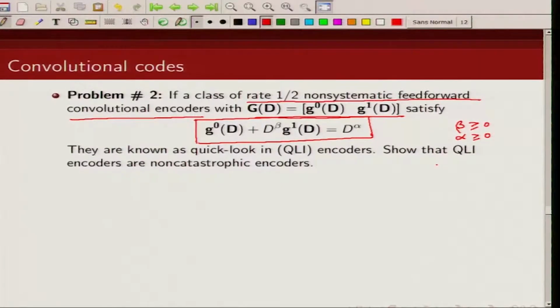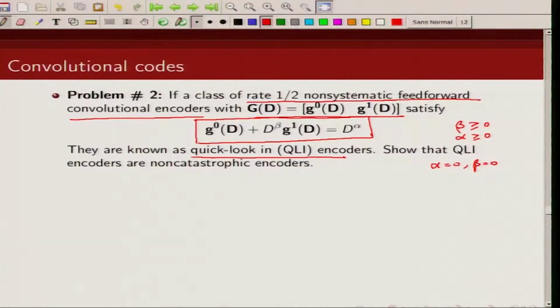Now, just take a simplified case. Let us say alpha is 0, beta is 0. So, what does it say? It says G0D plus G1D is 1. Then, looking at these generators, I can essentially find out that this encoder has a very simple encoder inverse, which is just 1 and 1, if alpha is this. So, these are known as quick look in encoders.